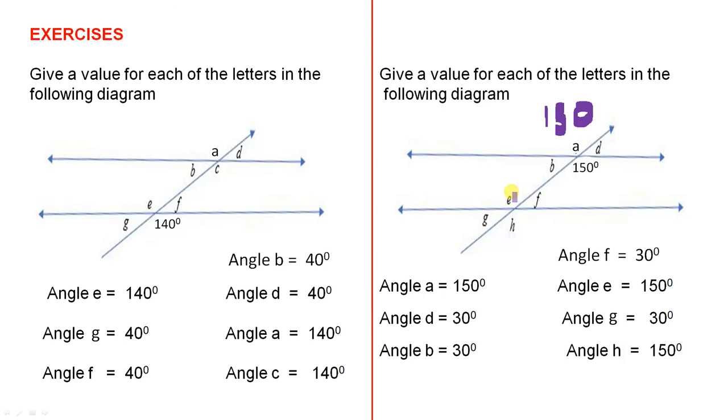So this video has introduced us to the idea of parallel lines that are cut by a transversal, and we have been introduced to three very important types of angles called corresponding angles, alternate angles, and co-interior angles. And once we know the relationship between those angles, it's quite easy to calculate any other angles that are required.